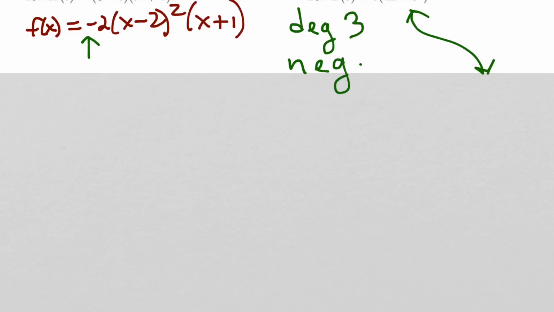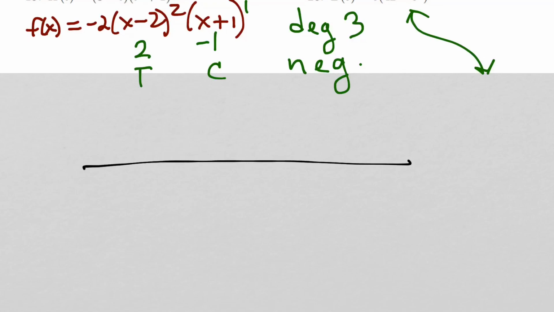All right, so now let's look at what we know about multiplicity. We have a 0 of 2, and we have a multiplicity of 2, that's the power. So that means we're going to just touch or bounce off the x-axis. We're not going to cross it. All right, and then for the final factor, we've got a 0 of -1 with a multiplicity of 1. So that tells us we're going to cross the x-axis here. All right, now we have enough information to make a rough sketch of this polynomial.